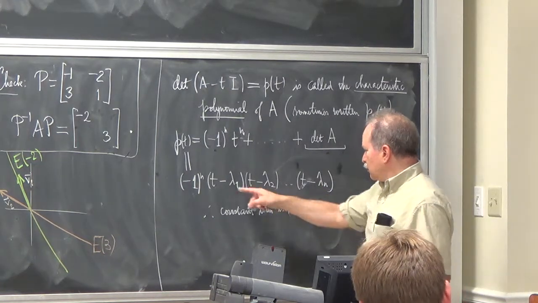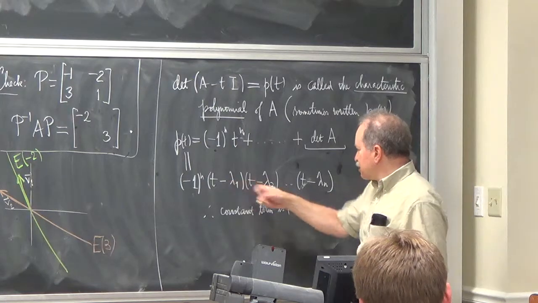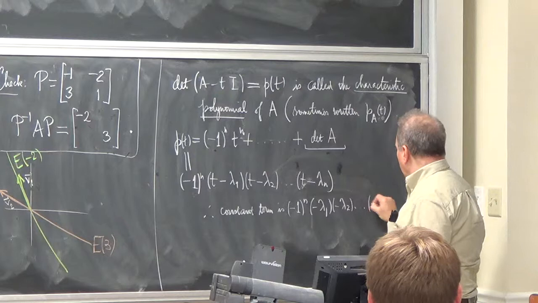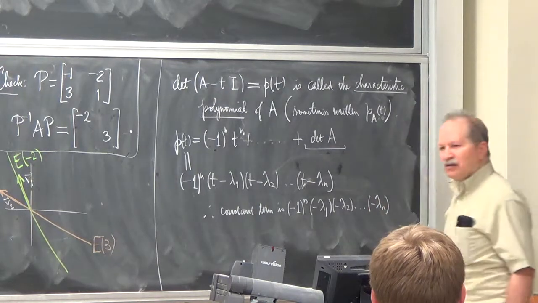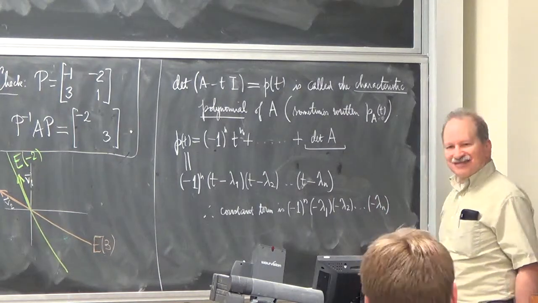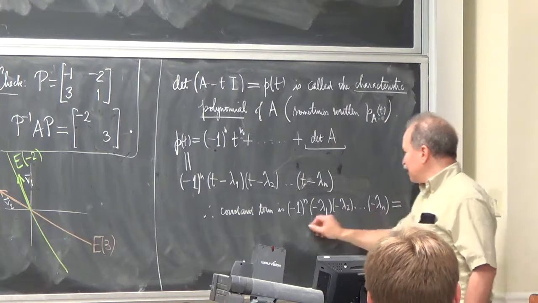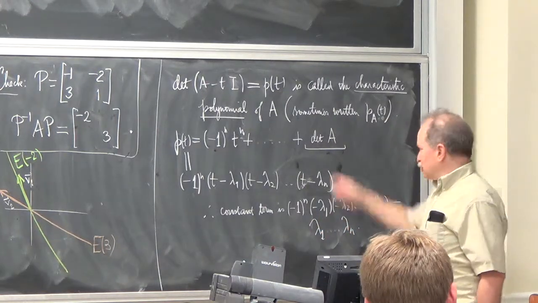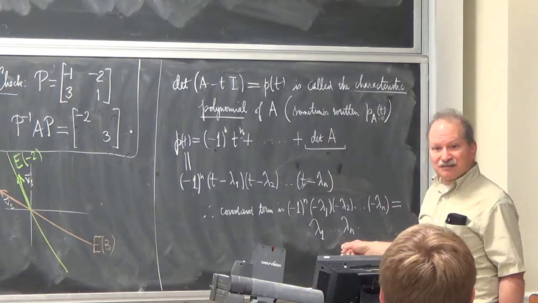How many minuses? I have minus lambda 1, minus lambda 2, minus lambda n. Oh, it's just always positive. So it's always going to be what Daniel said. It's always going to be the product of the roots. The determinant is the product of the eigenvalues.